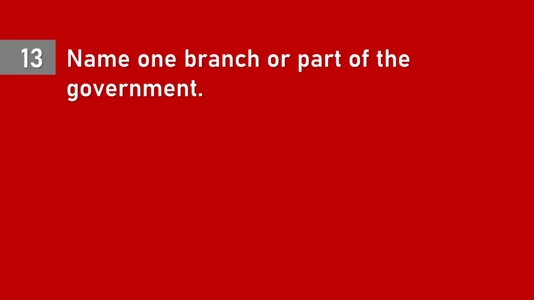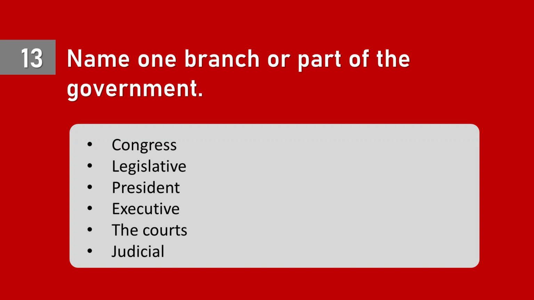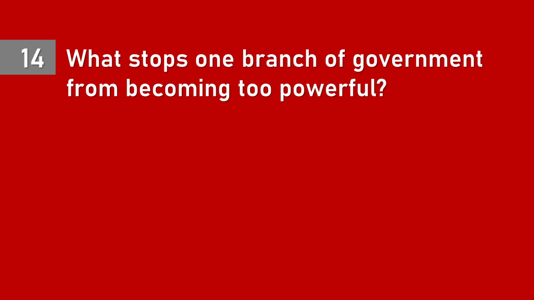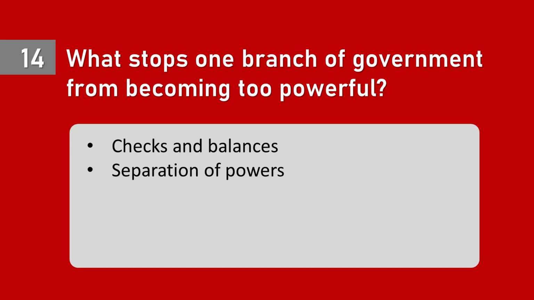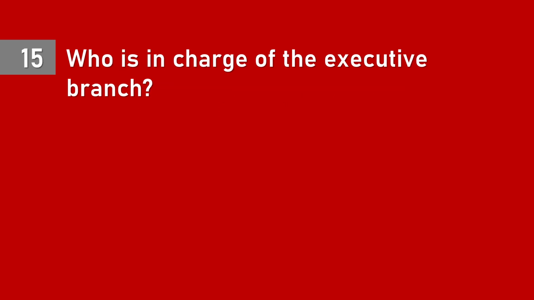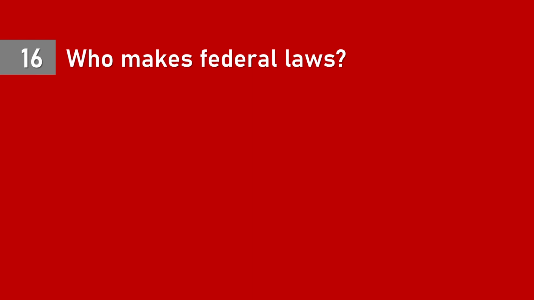Question 13. Name one branch or part of the government. Congress, legislative, president, executive, the courts, judicial. Question 14. What stops one branch of government from becoming too powerful? Checks and balances. Separation of powers. Question 15. Who is in charge of the executive branch? The President.